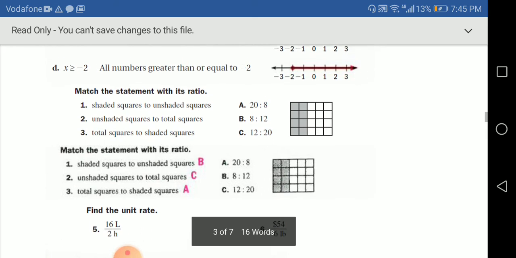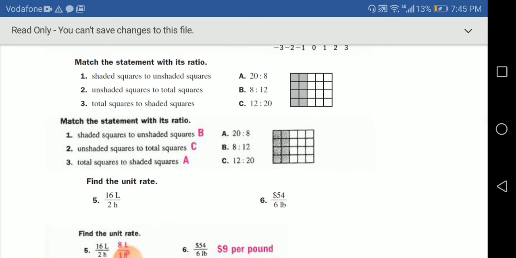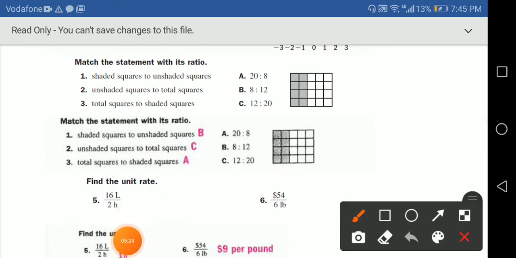Now we're going to talk about the ratio. The ratio is very easy. We are comparing between the same quantities. It asks me to match the statement with its ratio: shaded squares to unshaded squares. How many squares are shaded? We count them: 1, 2, 3, 4, 5, 6, 7, and 8. So the shaded is 8, to what? To the unshaded, 12. So I started with 8, so this is the first choice, 1B.